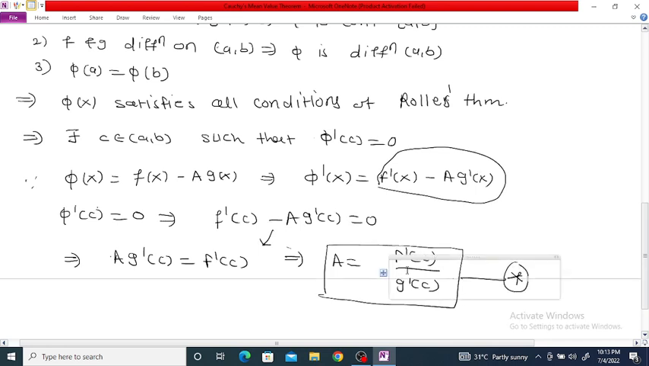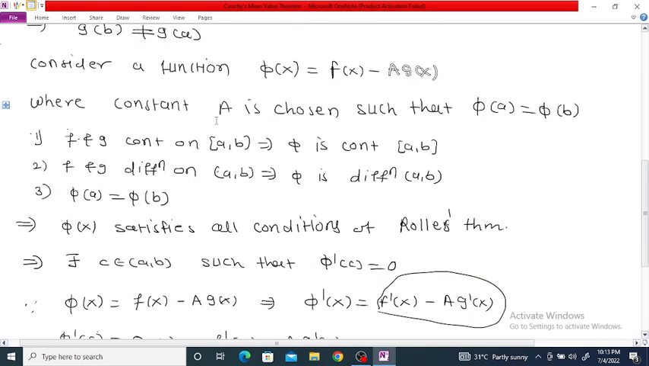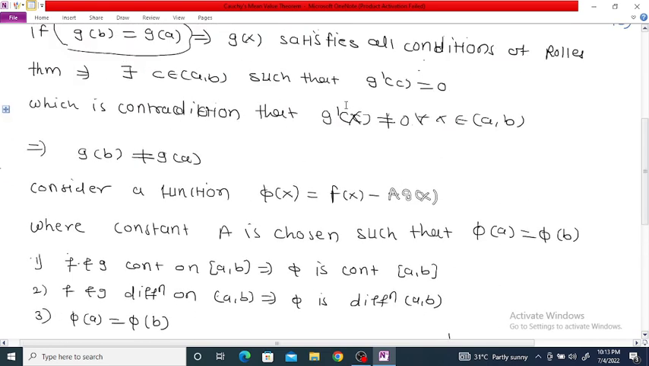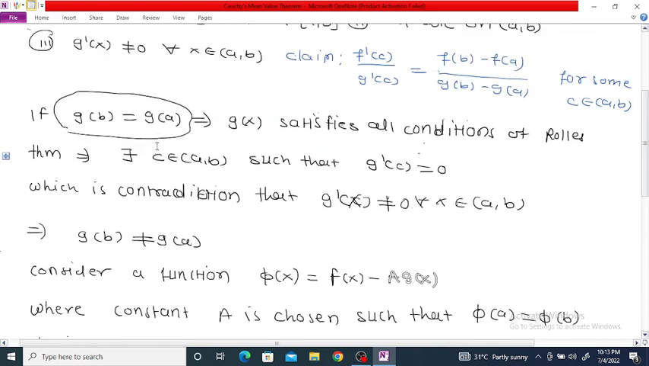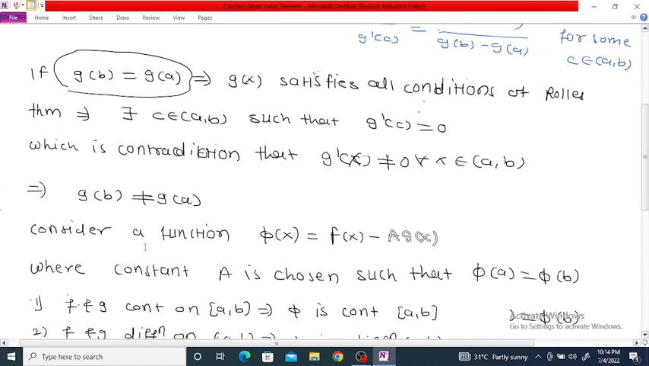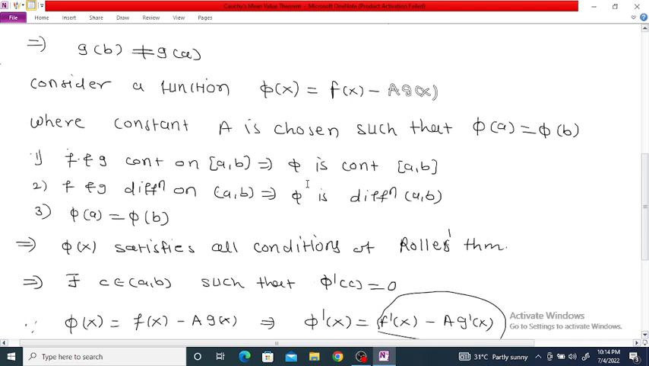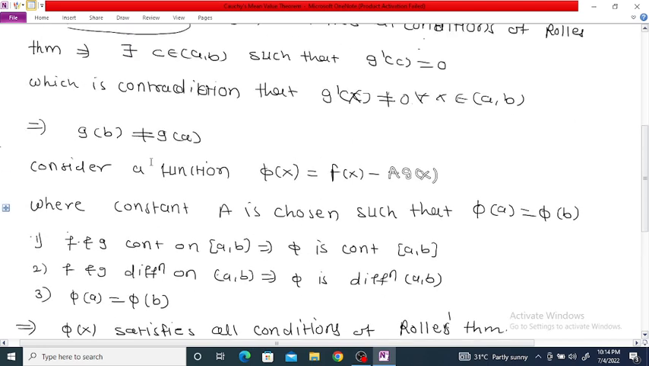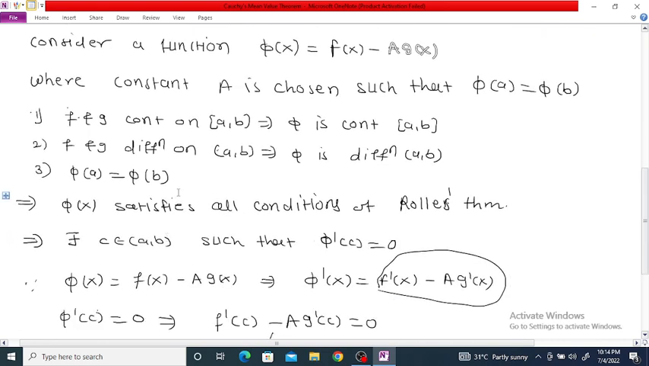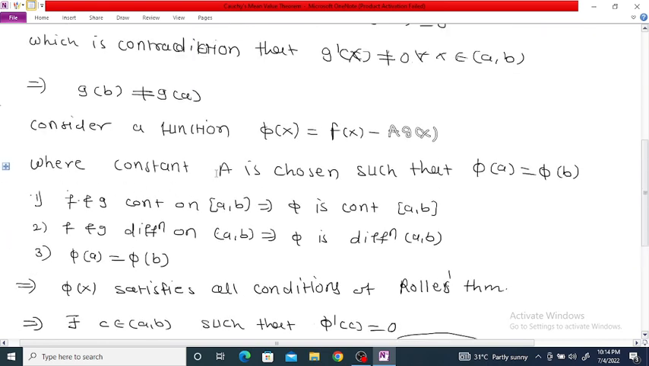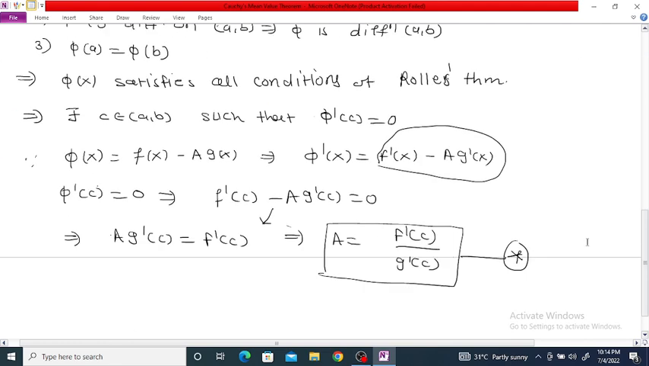Now we want to determine the value of f dash c upon g dash c. For that we want to determine the value of a. So what is the condition on a? We select a such that phi of a is equal to phi of b. This is the condition on a.